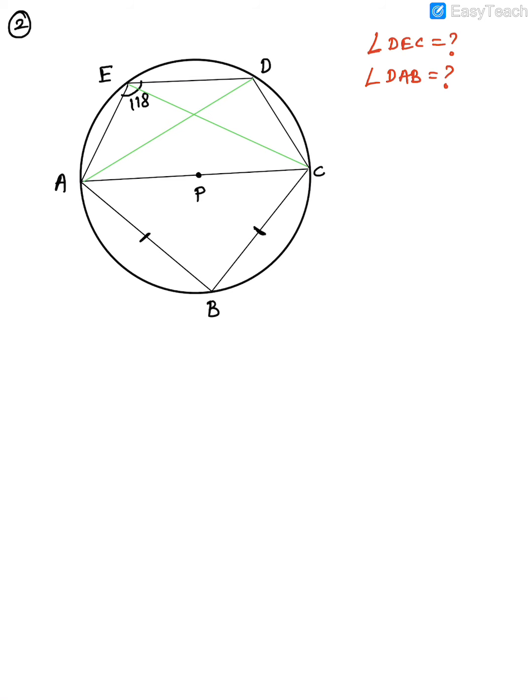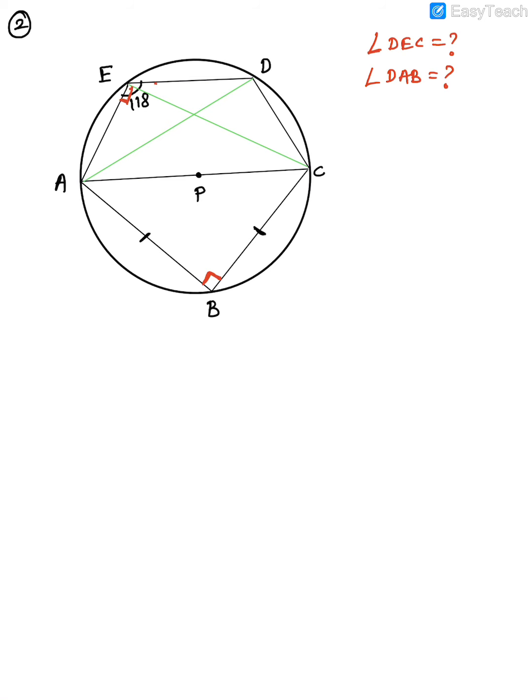So guys, first, since AC is a diameter, I can say angle ABC is equal to 90 degrees because the angle in a semicircle is a right angle. Same way, the angle in a semicircle here, AEC, is also equal to a right angle.